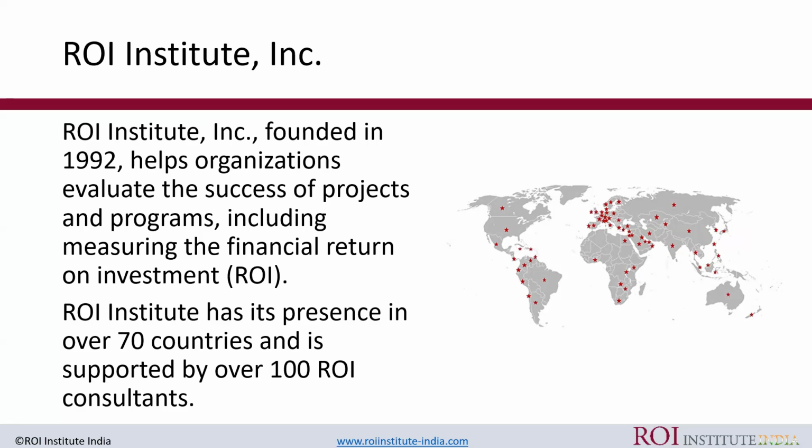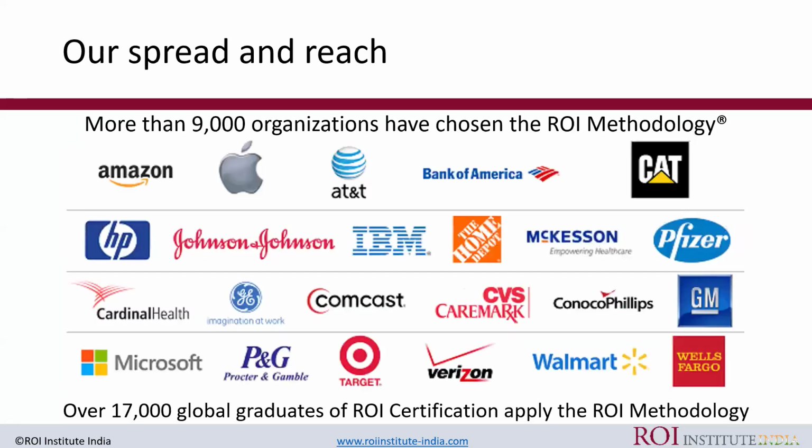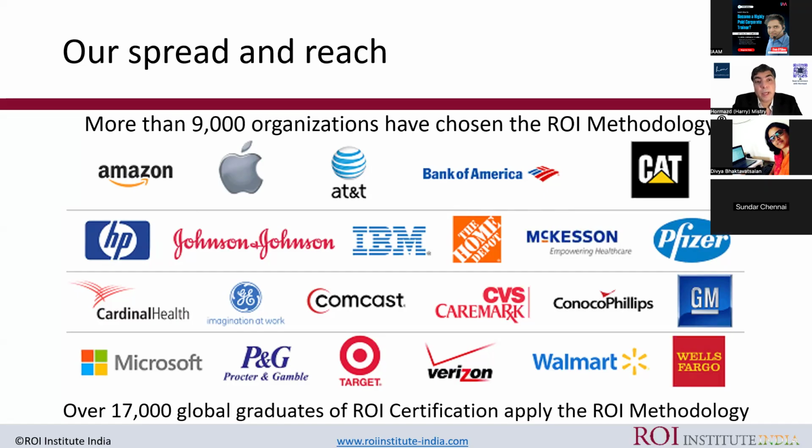ROI Institute has its presence in over 70 countries and is supported by over 100 ROI consultants. Over 9,000 organizations worldwide have chosen the ROI methodology. Here's a list of some of the top organizations that have applied the ROI methodology to showcase the value that their programs are delivering. We have over 17,000 global graduates of the ROI certification who use the ROI methodology in their day-to-day work with different programs and projects. We've trained close to 35,000 individuals on the ROI methodology itself, because we run different kinds of programs and initiatives on it. Certification is just one bit of it.